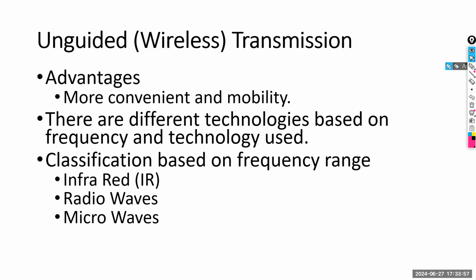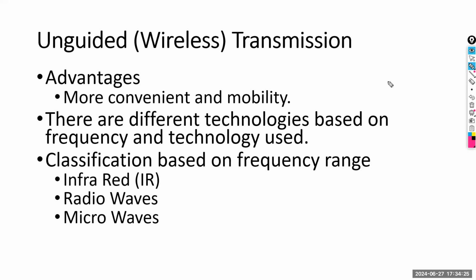Right. So now we move on to unguided or wireless transmission. Unguided means there's no physical wire or physical tangible media. අතට අහුවෙන ඇහැට පේන දෙයක් නැහැ. Still we can transmit signals. So that is called wireless transmission.